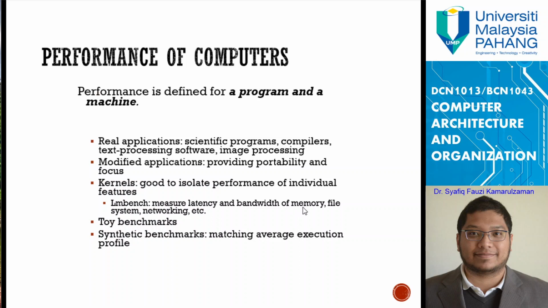So how do you actually evaluate the performance of a computer? Performance is defined for a program and a machine. Sometimes we use real applications, for example, scientific programs, compilers, text processing, image processing software, and sometimes even games. Then we have modified applications, for example, providing portability and focus. Sometimes we compare according to kernels. This one usually happens with Linux kernels, and is good for isolating the performance of individual features. For example, you can measure latency and bandwidth of the memory, file system, networking, etc.